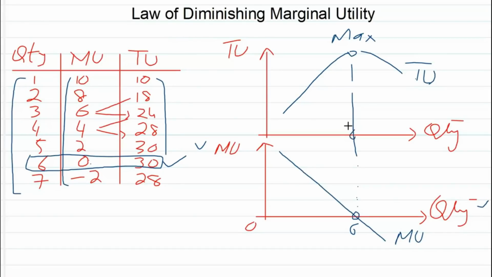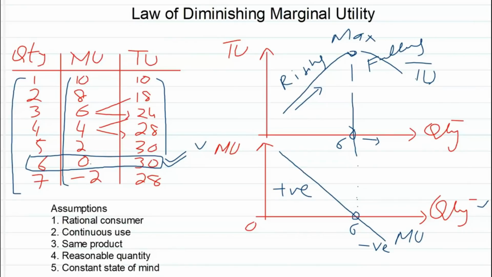So at 6th unit, total utility is maximized, and afterwards, if we use another unit, marginal utility will move to the negative area and total utility will start falling. And in this area, total utility was rising while marginal utility was positive. And when marginal utility is 0 at 6th unit, total utility is maximized, and afterwards when marginal utility is negative, total utility is falling. So this is the law of diminishing marginal utility.